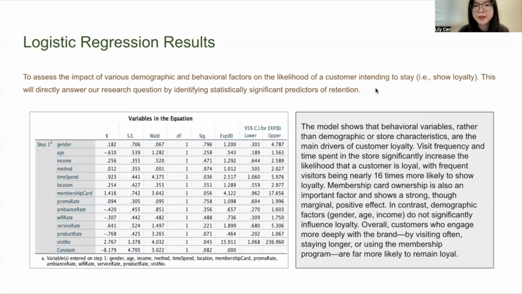Membership card ownership has a strong positive effect as well, with card holders being roughly 4 times more likely to remain loyal. In contrast, demographic factors like gender, age, and income did not significantly predict loyalty. Overall, these results suggest that Starbucks should continue focusing on strategies that increase visit frequency, encourage longer stays, and promote the membership program, as these behaviors are the key drivers of long-term customer loyalty.